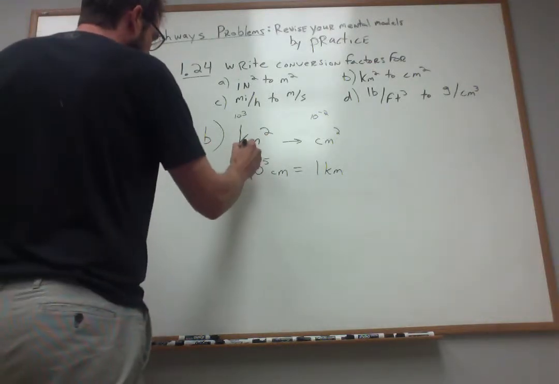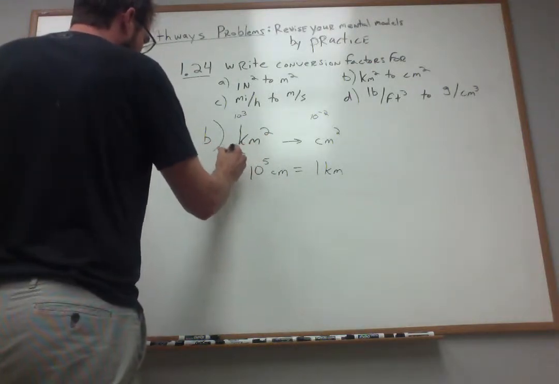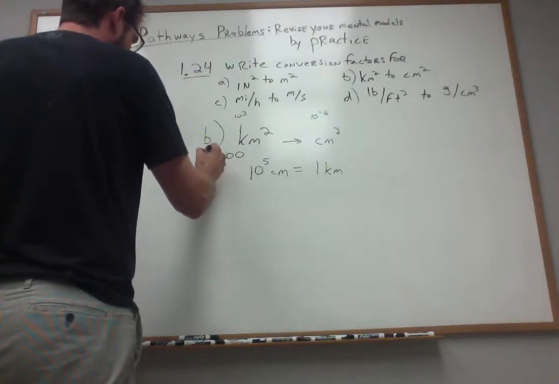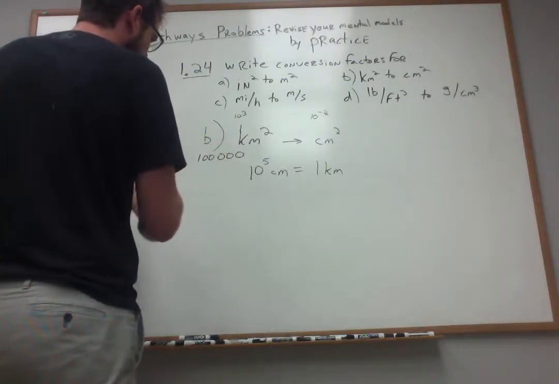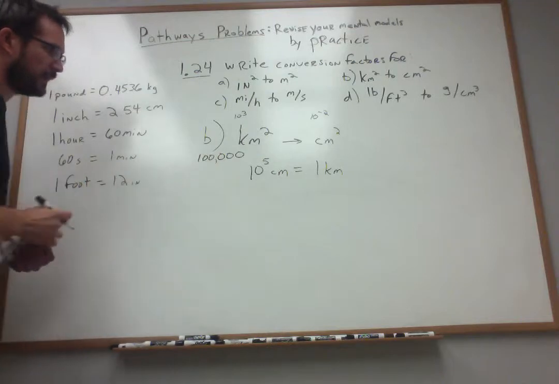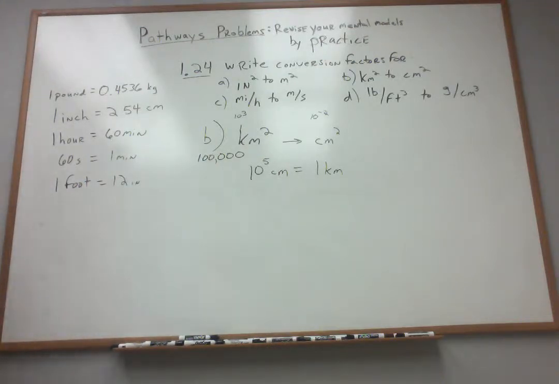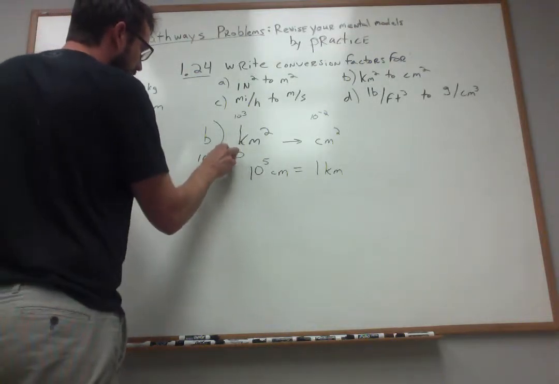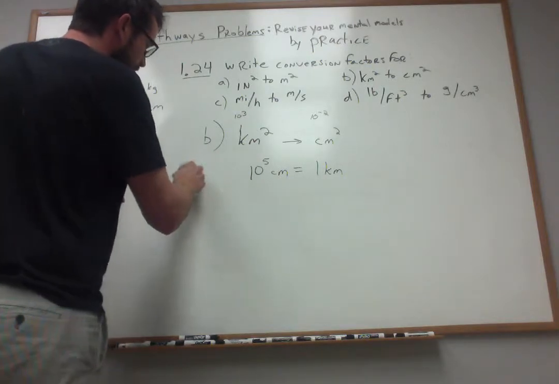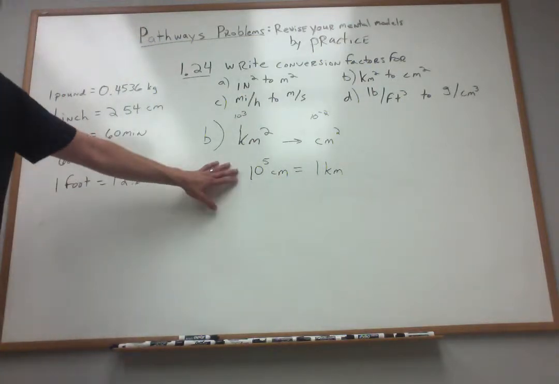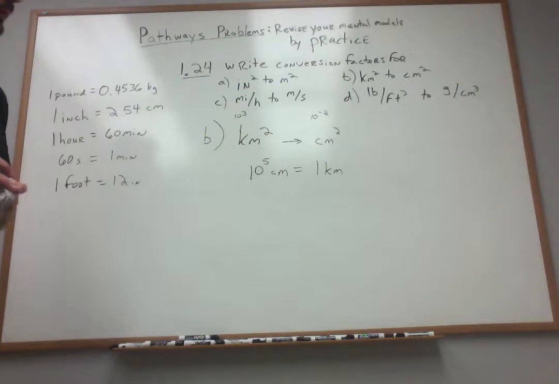Of course, 10 to the 5 is what? 1, 2, 3, 4, 5? What is that? 100,000 centimeters? Is it a kilometer? Okay. Just familiar with that. So if you've walked a kilometer, you've walked 10 to the 5 centimeters.